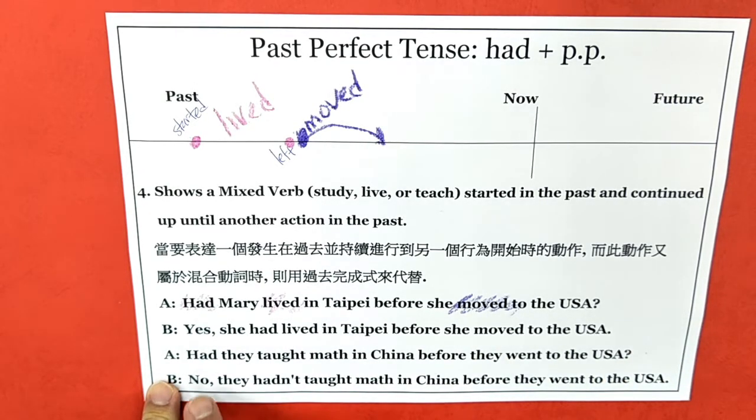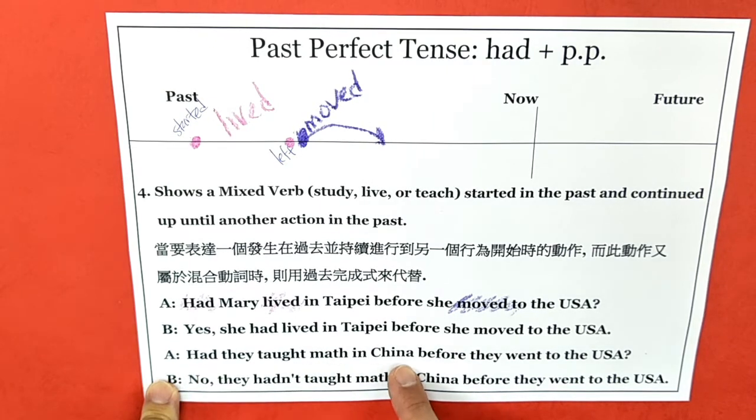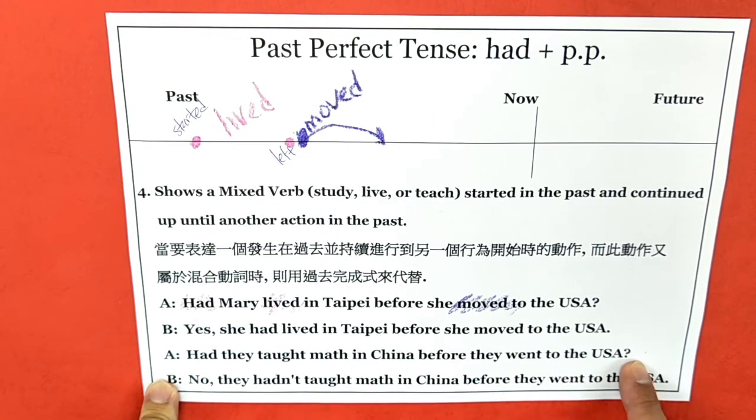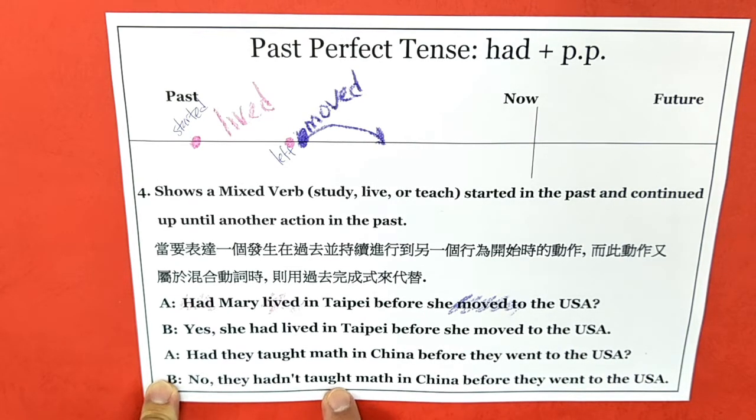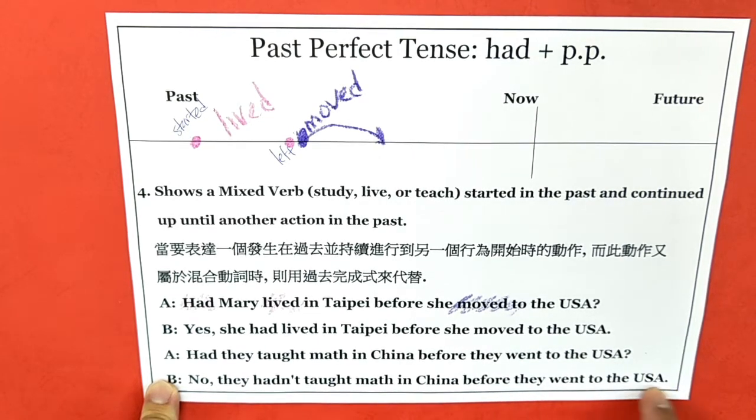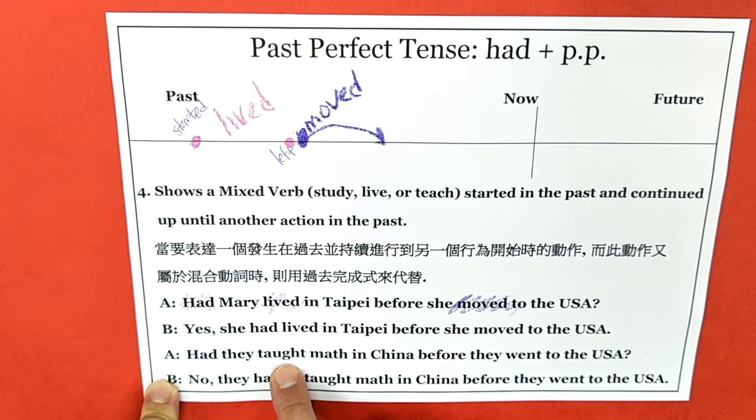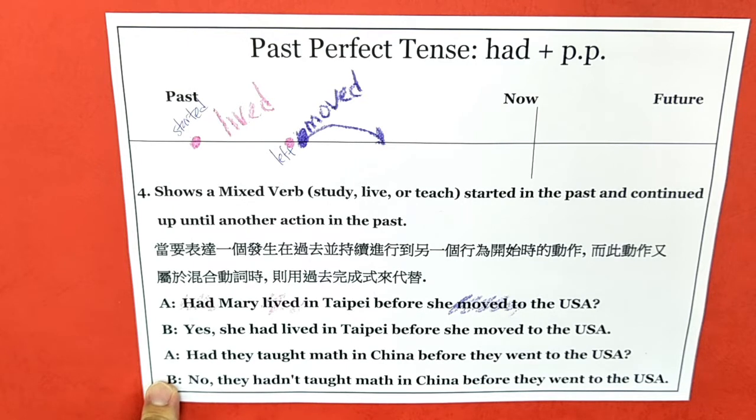Let's look at a negative sentence. Had they taught math in China before they went to the USA? No, they hadn't taught math in China before they went to the USA. Again, teach is a mixed verb. We could also have said, did they teach math in China before they went to the USA? See, I could use the simple past. I like the past perfect better, but you could also use the simple past. All right, very good. All right, number 8, exercise 7, use the past perfect and simple past.